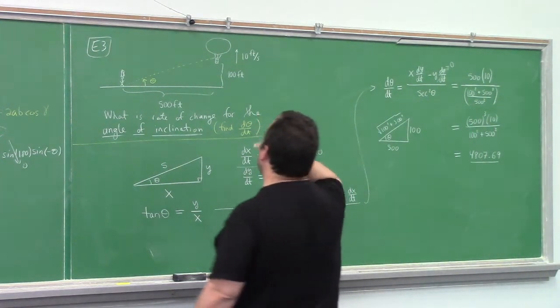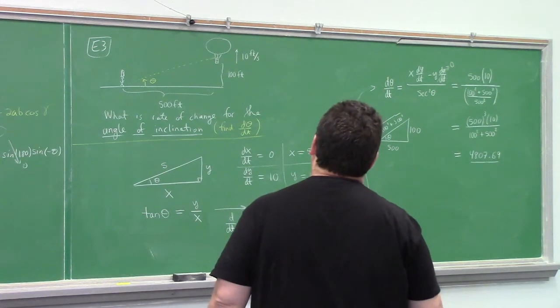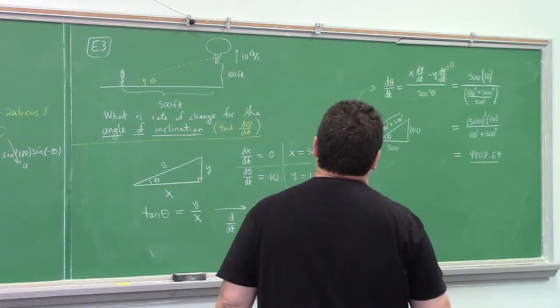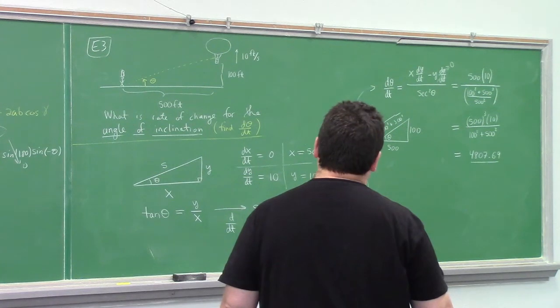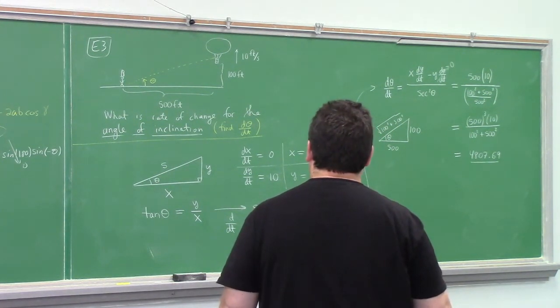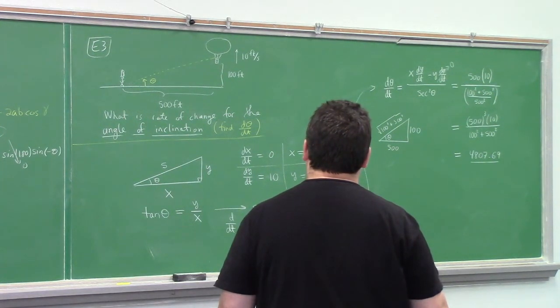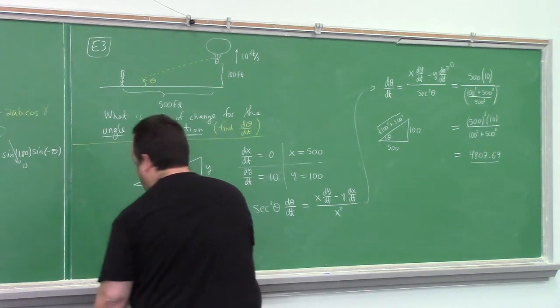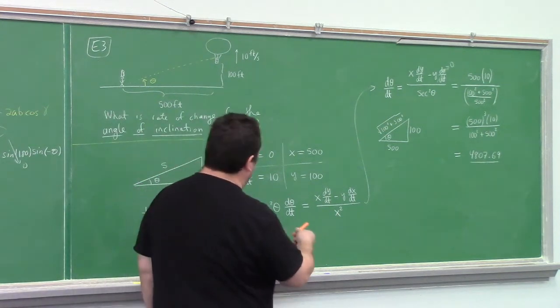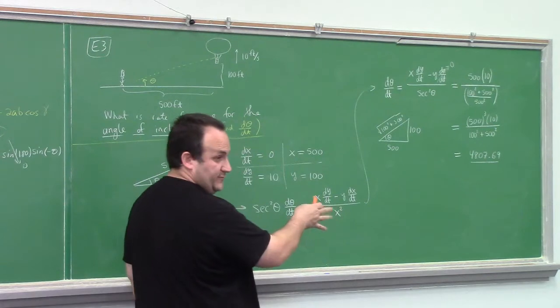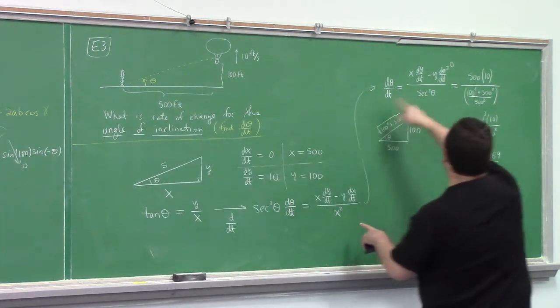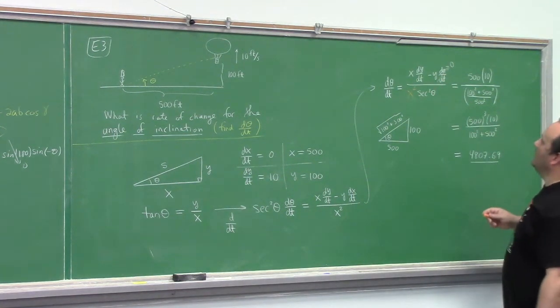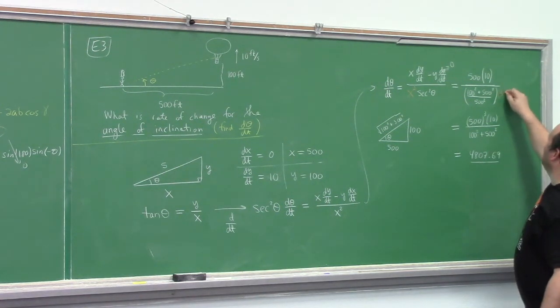And 10 feet per second, that's not too big. 100 feet seems somewhat reasonable. Oh, I see what I missed, guys. I missed something. You guys, come on, you've got to work alongside me as I do these problems, right? This right here is gone when we did the algebra step. Where'd it go? It's supposed to be here. That gives us an extra divide by 500. So does that matter? Yes.